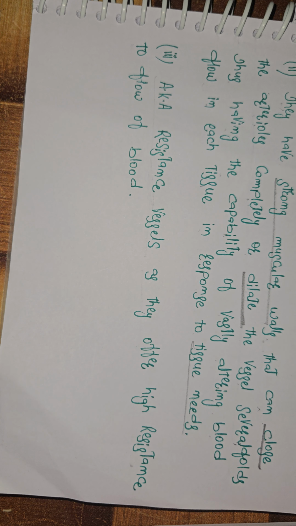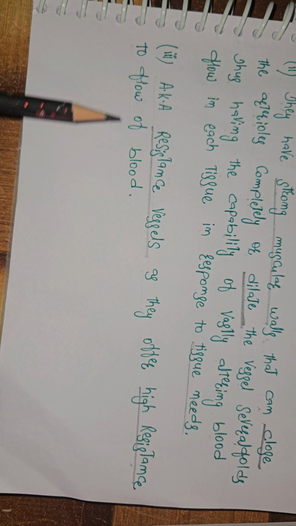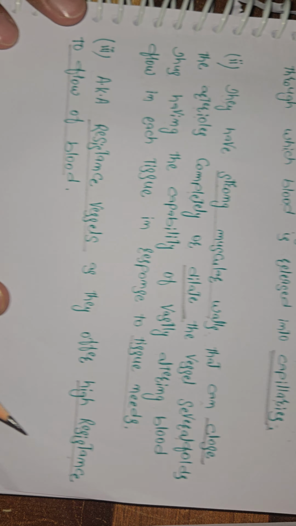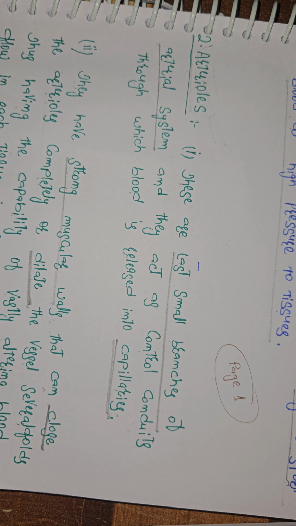Number third point, arterioles are also known as resistance vessels. Why are they known as resistance vessels? Because they offer high resistance to the flow of blood. So these are the 2 blood vessels that make up the circulatory system.